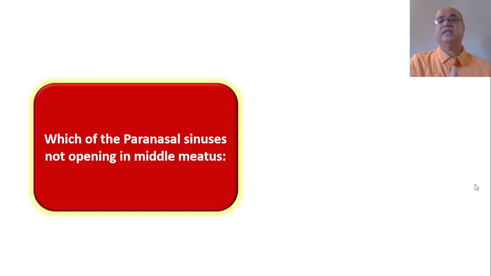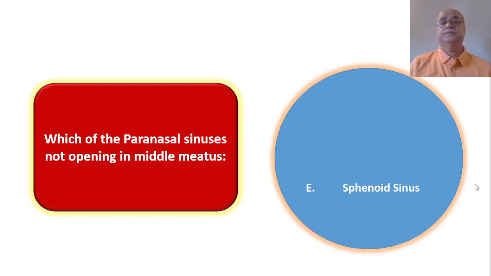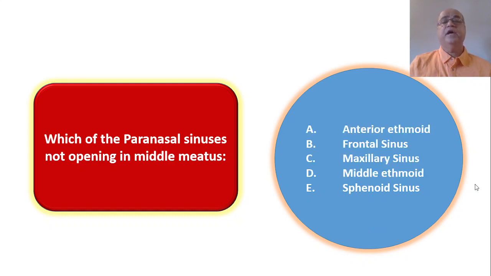As you can see, this is the third question, and still it is related to the middle meatus. Again, he is asking which of the paranasal sinuses does not open in the middle meatus. Sphenoid sinus does not open into the middle meatus, because in the middle meatus, the anterior group of paranasal sinuses open.